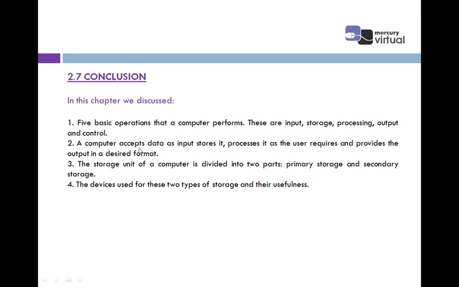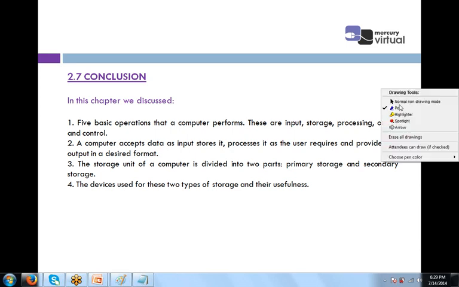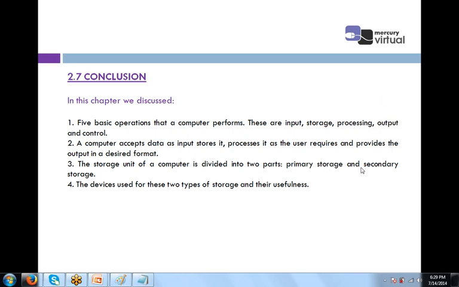Second one is that the computer accepts data. The computer accepts data as input, stores it, processes it as the user requires, and provides the output in a desired manner. Another one is the storage unit, which I told you about, that is the memory unit, memory storage and secondary storage. Memory storage means RAM and secondary means backup storage. The last point is devices, that is input devices and output devices.